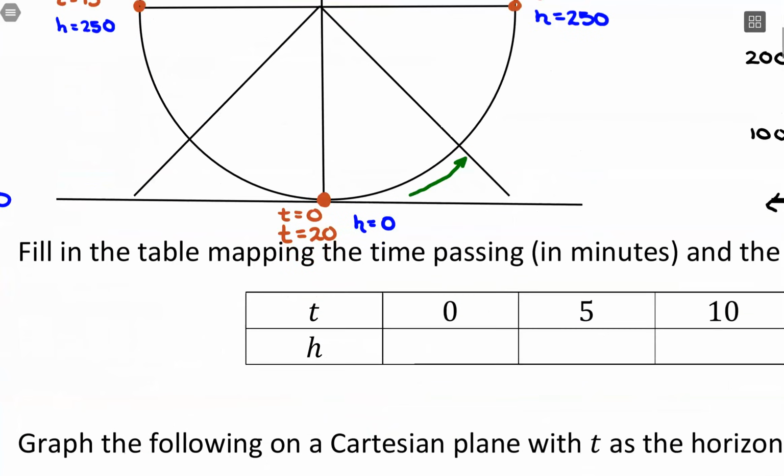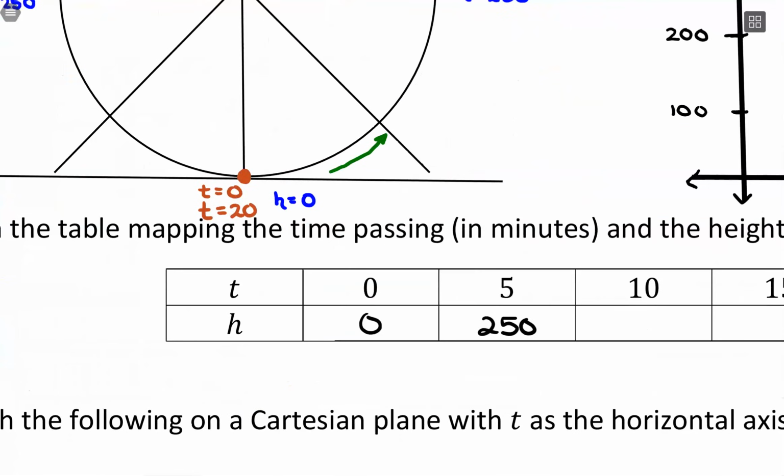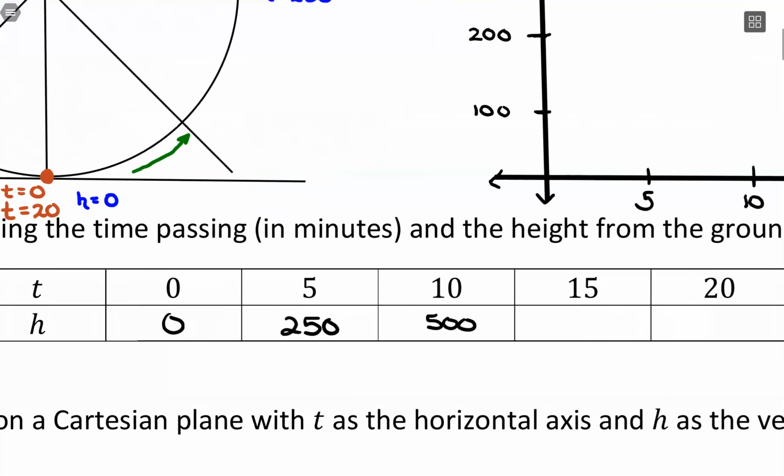So let's complete this table. If we're looking at these increments of 5 minutes, then mapping the height, so when we're at 0 minutes, we saw we have a height of 0. After 5 minutes, we were up to a height of 250 feet. After 10 minutes, we'll be at the peak of 500. And then we'll be coming back down to 250. And then we'll be back to the beginning at 0.